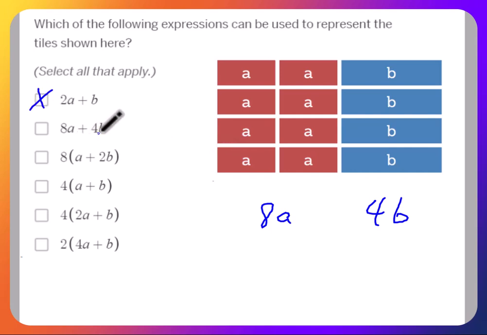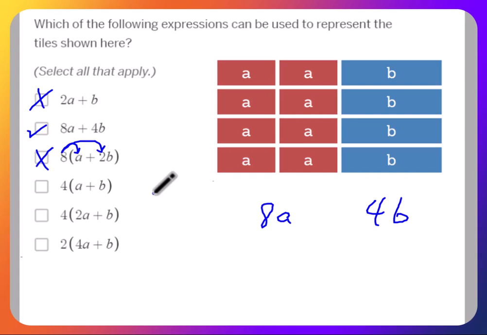What about 8A plus 4B? That's what we have here, isn't it? So that's an equivalent expression. Do we have 8 groups of A plus 2B? Well, I can use my distributive property, right, and distribute the 8. 8 times 1A gives us 8 A's. So far, so good. But now we distribute the 8 to the 2B. Distribute means by multiplication, and you should get 16 B's where we only have 4. So that's not equivalent.